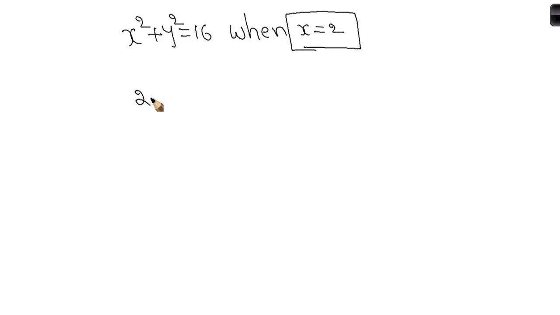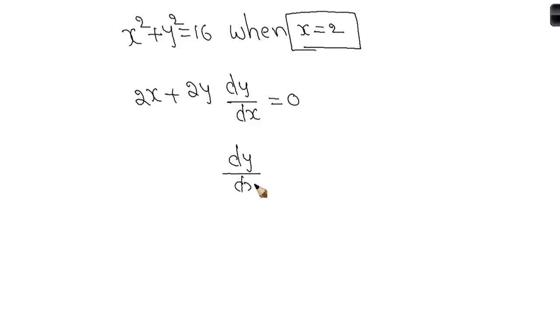So x square derivative is 2x, y square derivative is 2y into dy by dx. 16 derivative is 0. So if I simplify this, which I have gotten earlier page, dy by dx is minus x upon y.